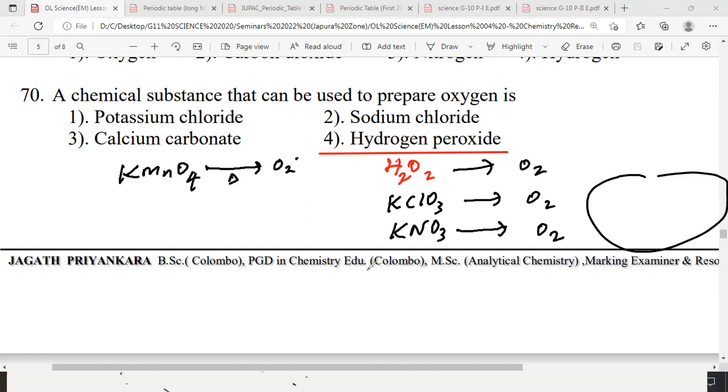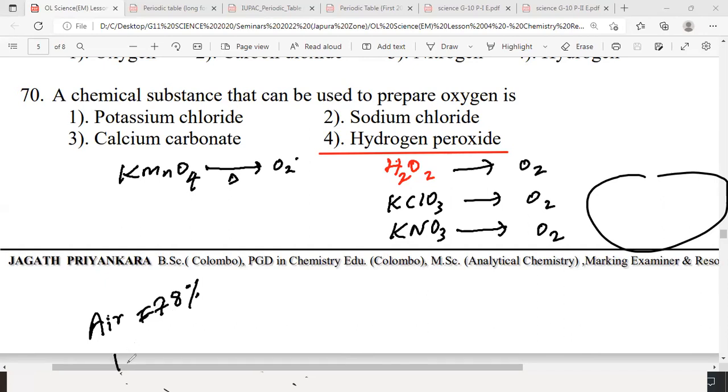And industrially, oxygen is obtained. Say COVID-19, there was a big demand for oxygen. How does that oxygen get produced? That is from atmospheric air. Atmospheric air contains nearly 78% nitrogen and 21% oxygen. Atmospheric air is a natural resource to get oxygen gas.